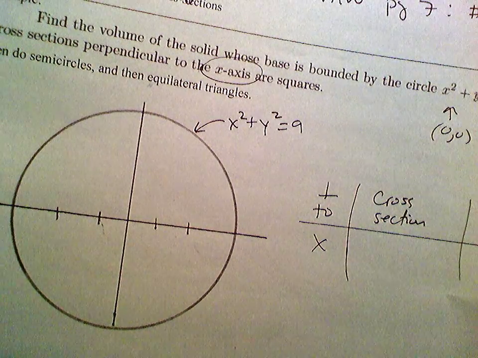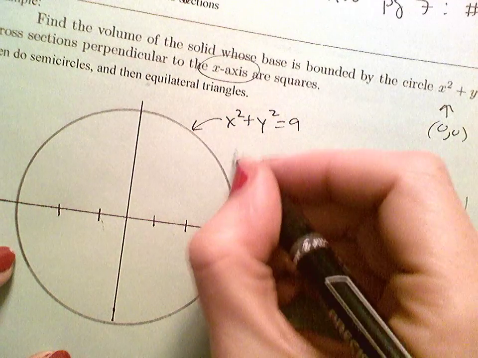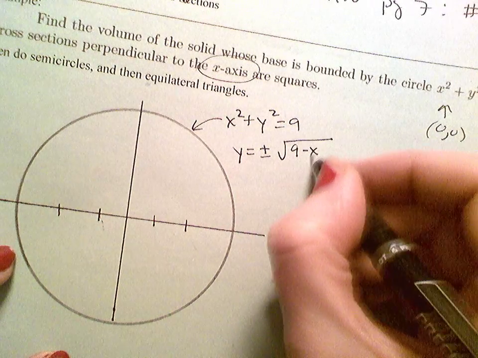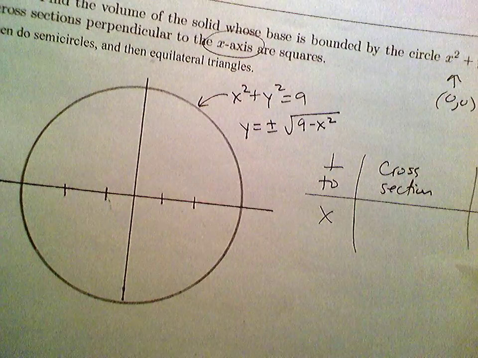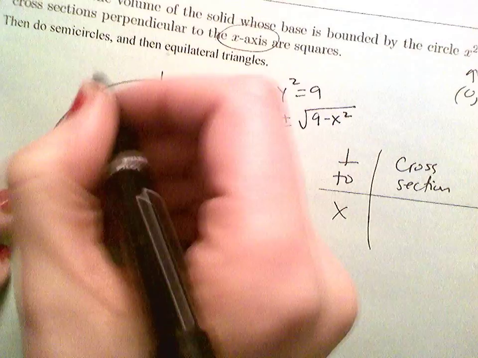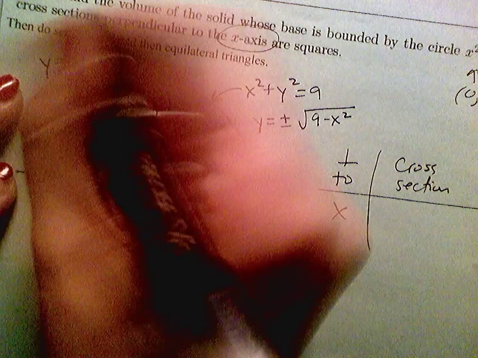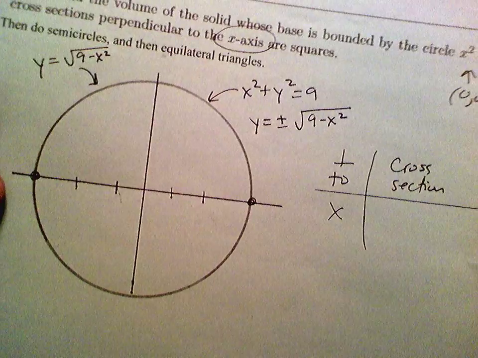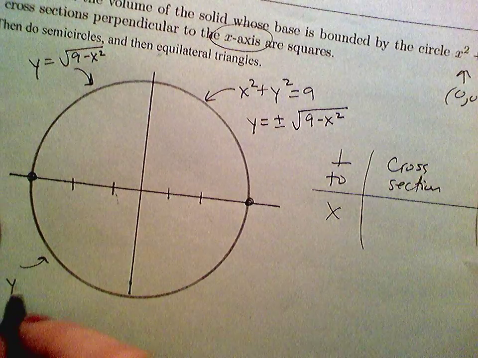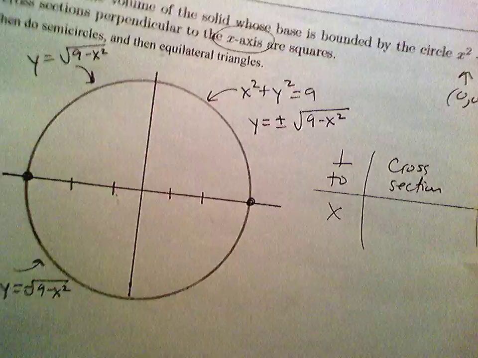Before I move on, let me just solve for y. I would subtract x squared from both sides, and then take the square root, so I get that y equals plus or minus radical 9 minus x squared. The top half of the circle has positive y values, so that'll be y equals the positive one. And the lower half of the circle is where the y values are negative, so that'll be the negative one.